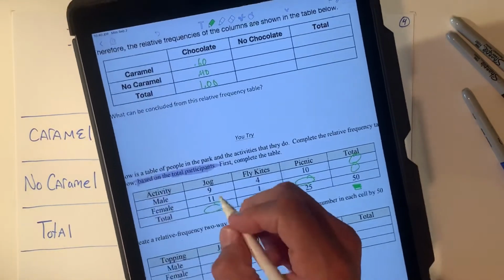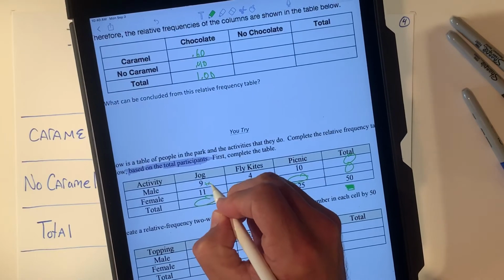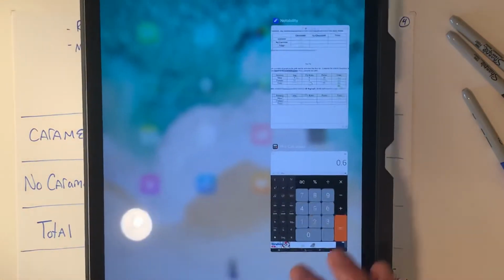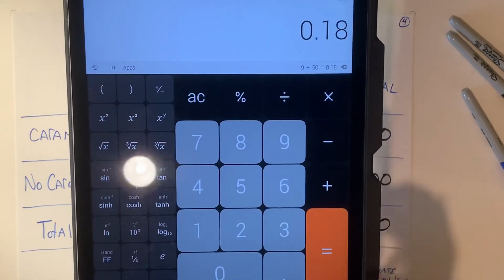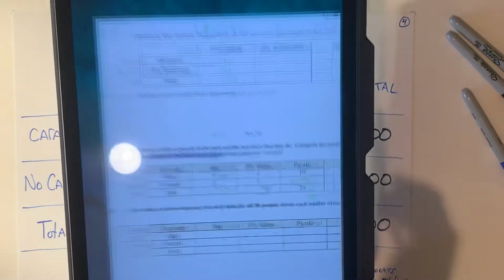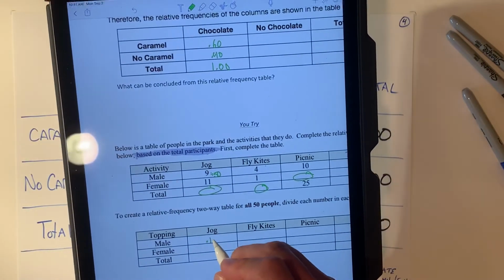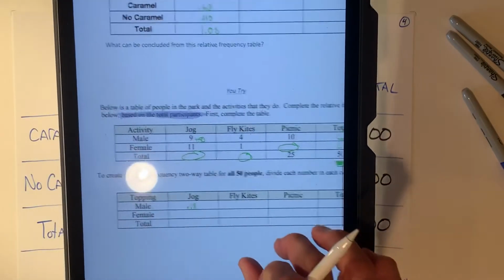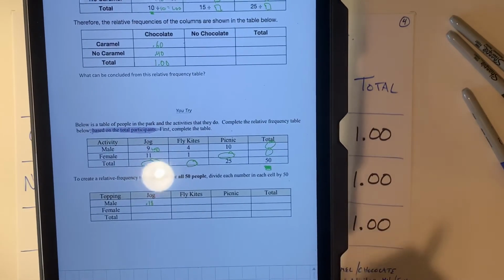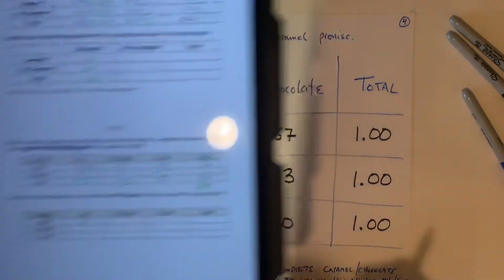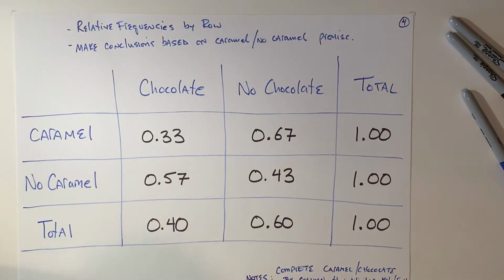I'll do one for you. The jogging piece would be 9 divided by 50. I'm going to grab the calculator. 9 divided by 50 is 0.18. So I'm going to go ahead and put in here 0.18. And that's how I'm going to fill in my relative frequency for all 50 people, because I'm going to divide each cell by 50. Now you can pause or you can just finish the video out.